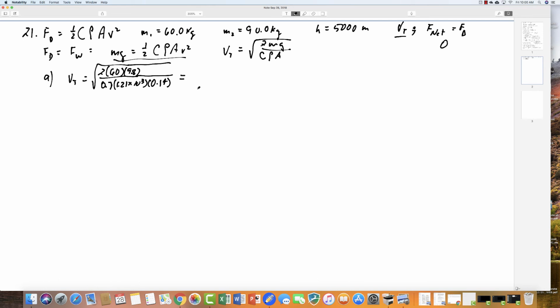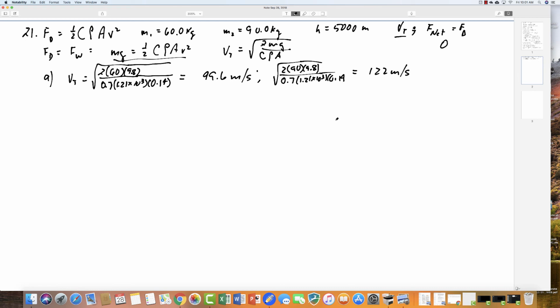And if you do the numbers here, you get 99.6 meters per second. So at his mass, his terminal velocity is 99.6. For the second guy, it's the same calculation. You just put 90 in instead of 60. Everything else is exactly the same. 1.21 times 10 to the third and 0.14. And if you do this calculation, you get 122 meters per second.